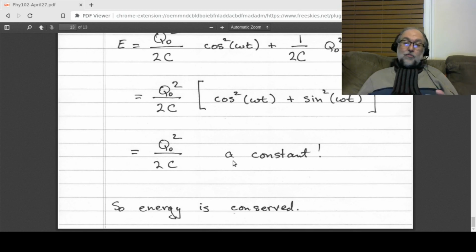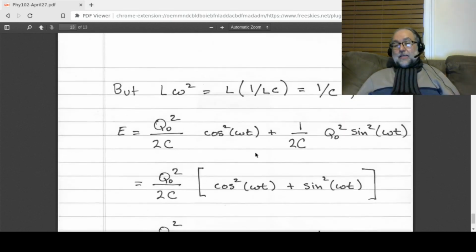What's the point? I'm trying to show you a complete parallel with simple harmonic motion. In simple harmonic motion, you have the energy going between purely potential energy at the endpoints and purely kinetic energy in the middle. So it goes between kinetic and potential, back and forth like that. And if there's no damping, that'll go on forever. This circuit does the exact same thing.